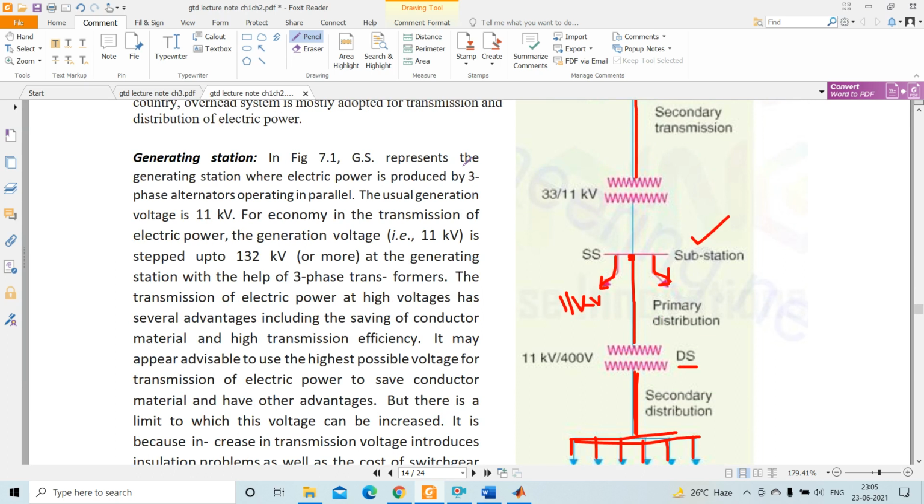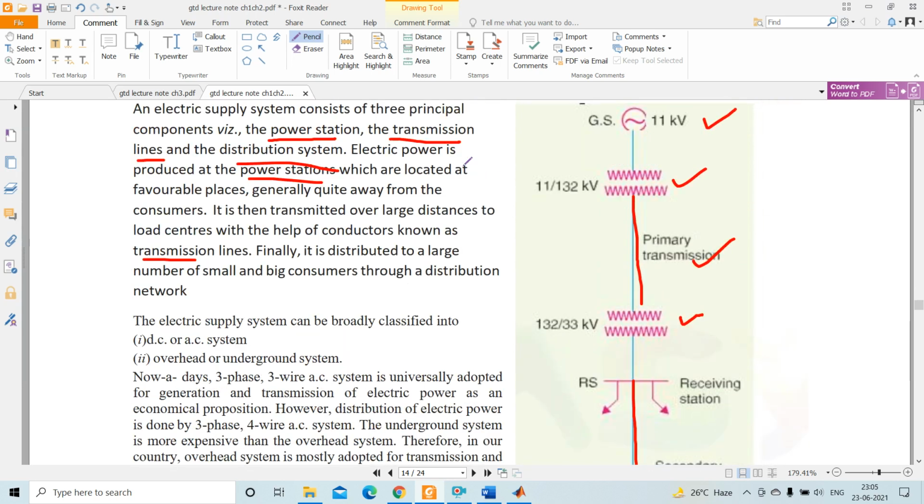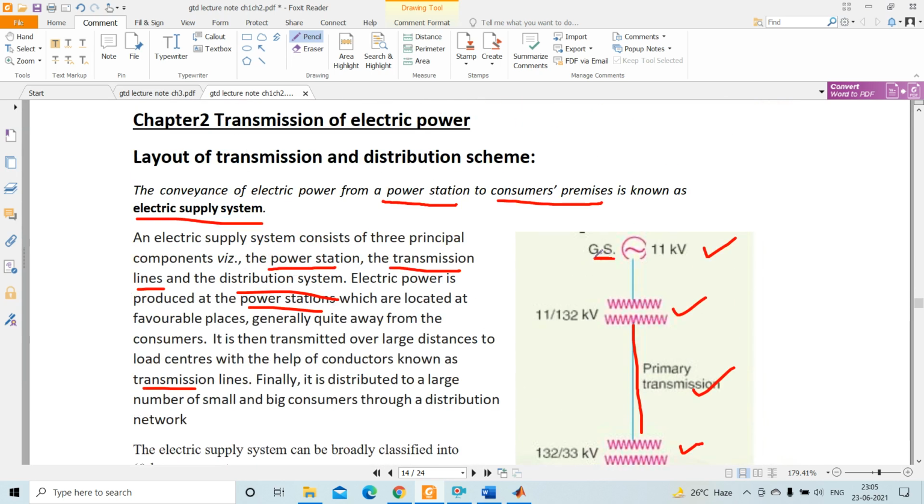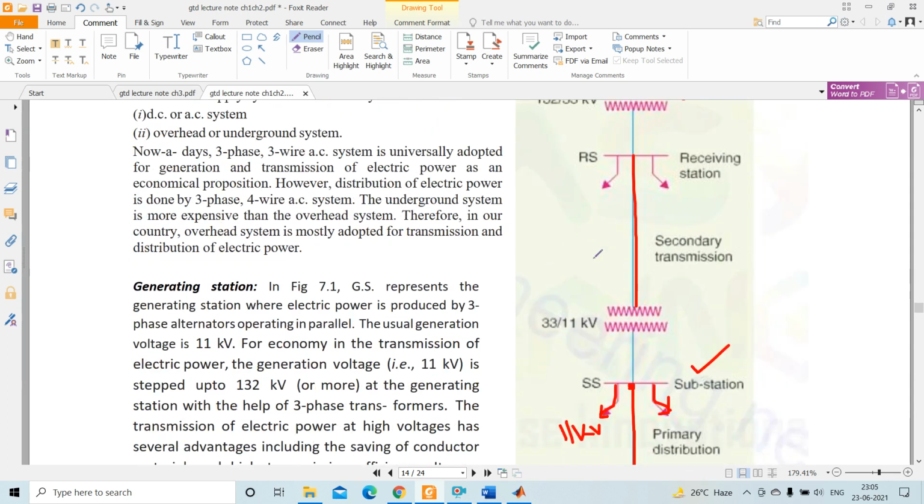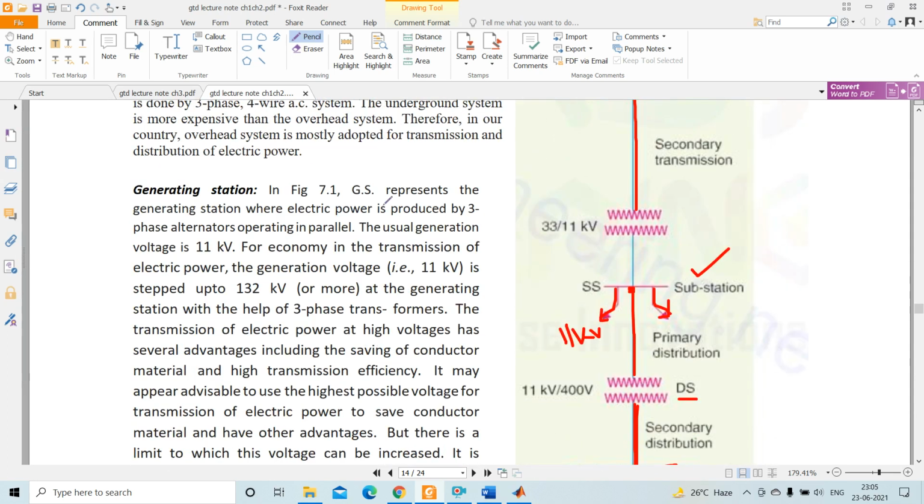Here, GS, which is written over here, represents the generating station, where electric power is produced by three-phase alternators operating in parallel. The usual generation voltage is 11 kV. For economy in the transmission of electric power, the generation voltage is stepped up to 132 kV or more at the generating station with the help of a three-phase transformer.